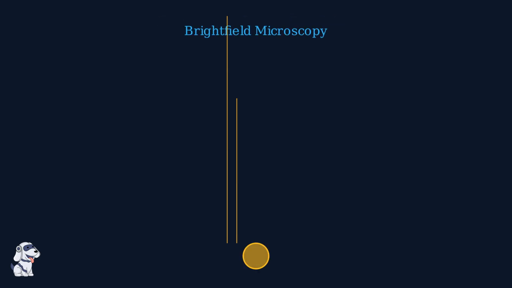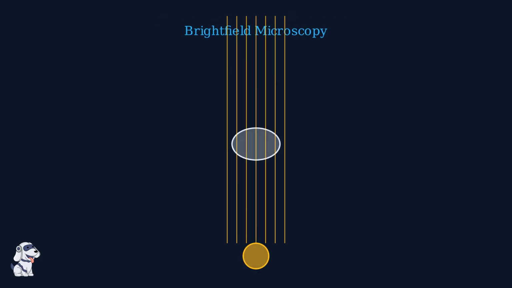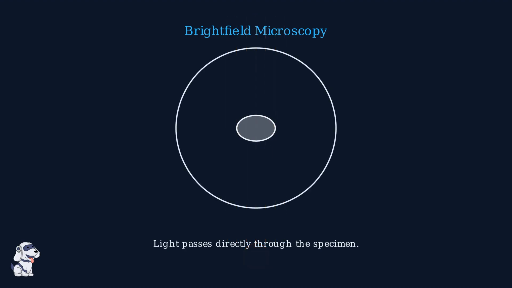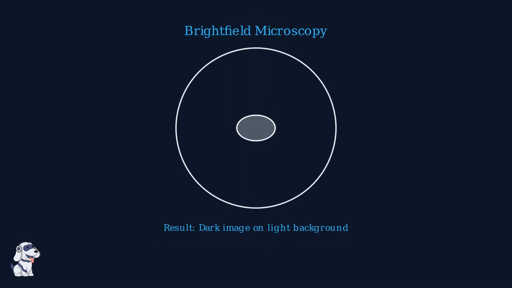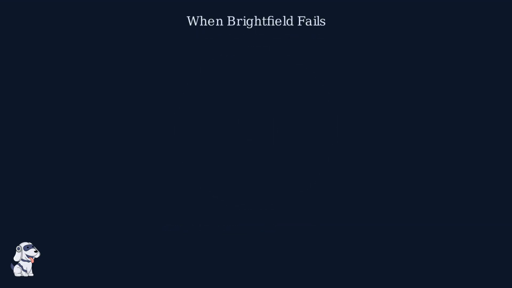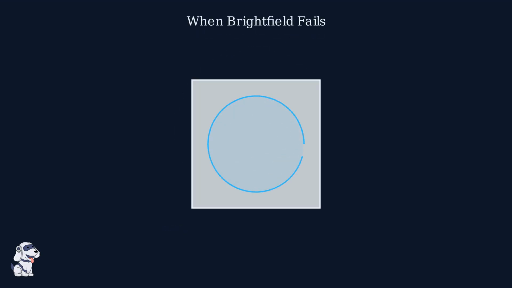Brightfield microscopy is the most common form of light microscopy. In this setup, light from a source at the bottom travels directly up through the specimen. Because the light passes straight through, the internal structures of the specimen absorb some of that light. This results in a dark image or silhouette set against a bright background. Most biological cells are composed primarily of water, making them nearly invisible under a standard Brightfield microscope.